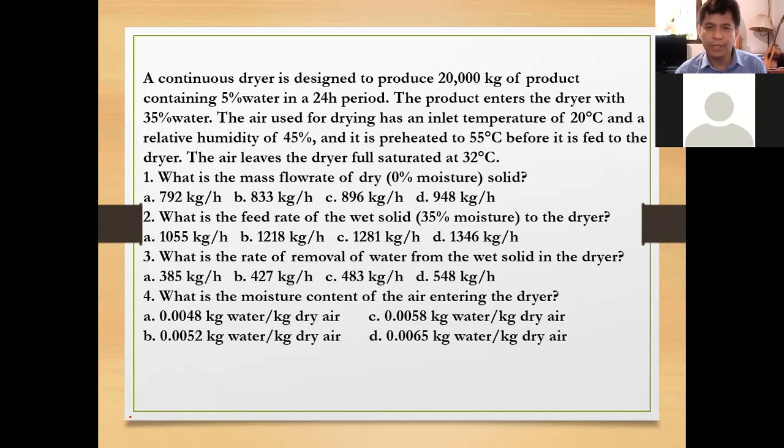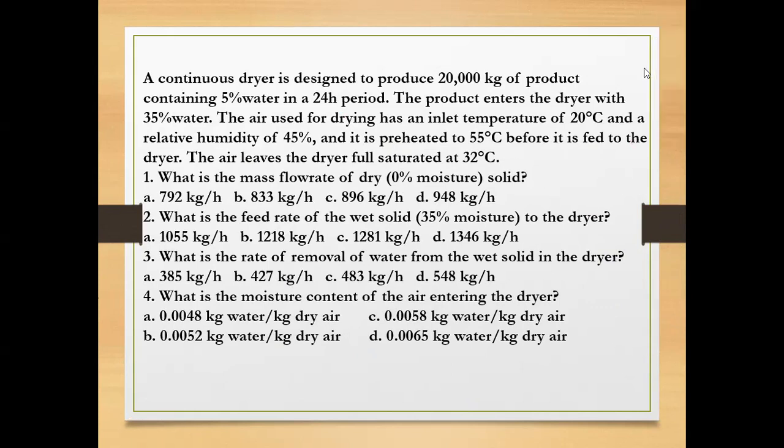The air used for drying has an inlet temperature of 20 degrees Celsius and a relative humidity of 45%. It is preheated to 55 degrees Celsius before it is fed to the dryer. The air leaves the dryer fully saturated at 32 degrees Celsius. So the first question is, what is the mass flow rate of dry solid? Basically, the first question is asking you to calculate the bone dry solid in kilograms per hour.